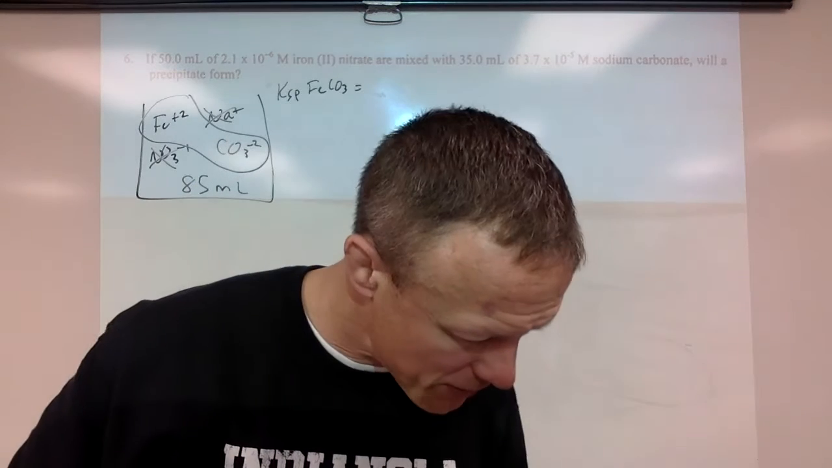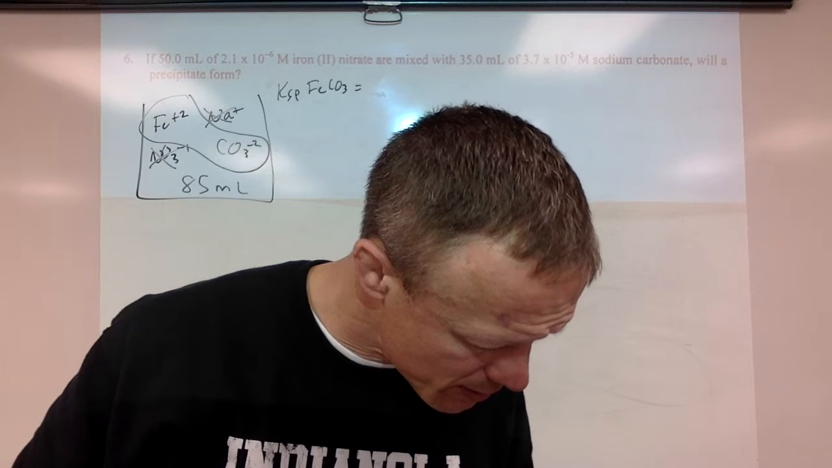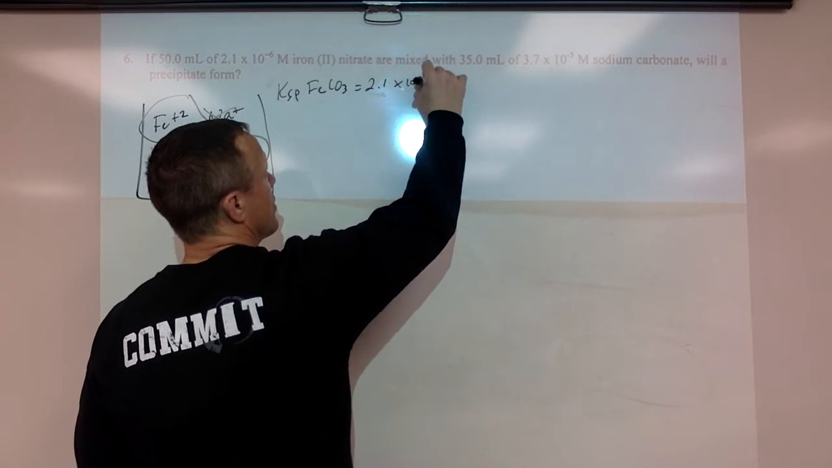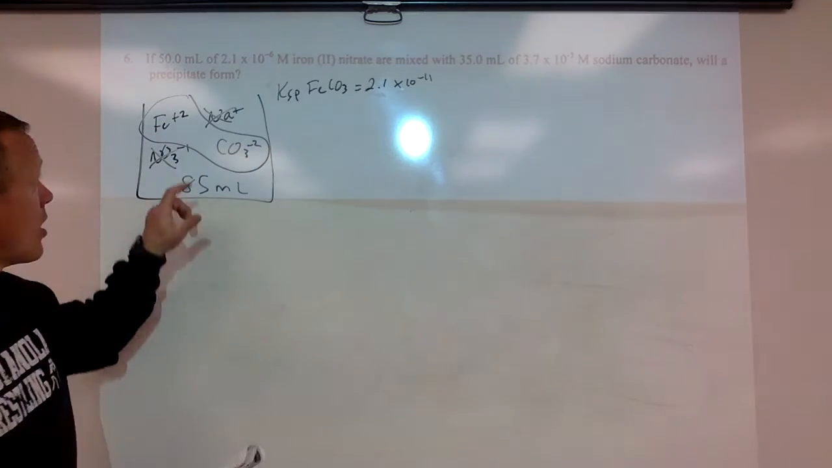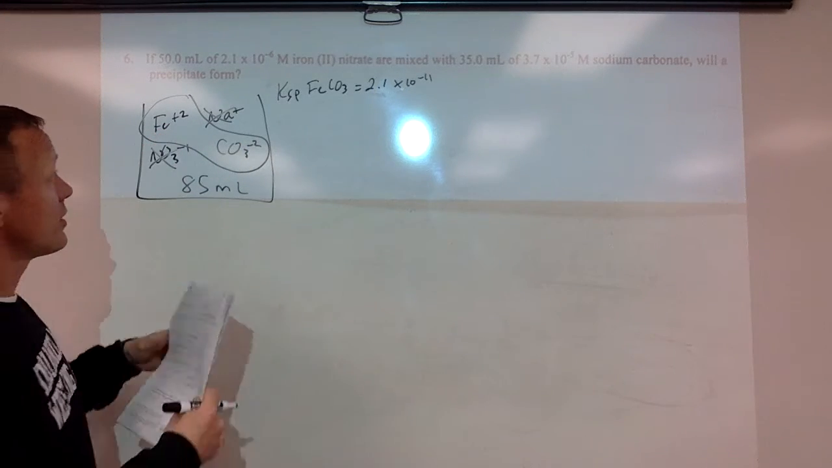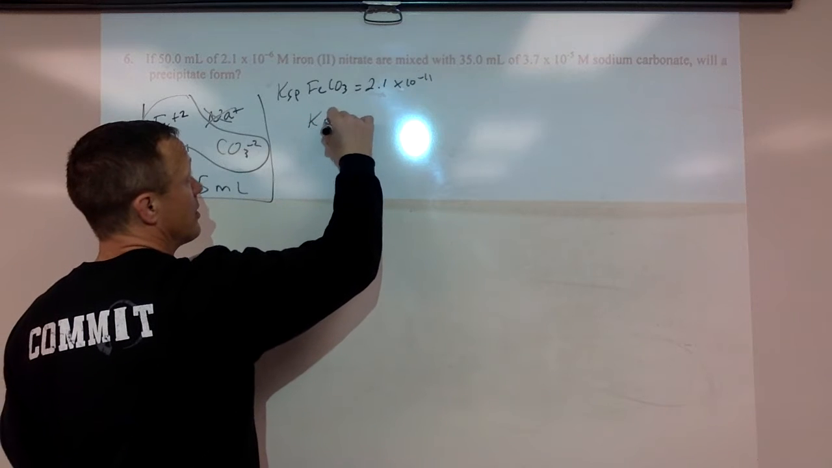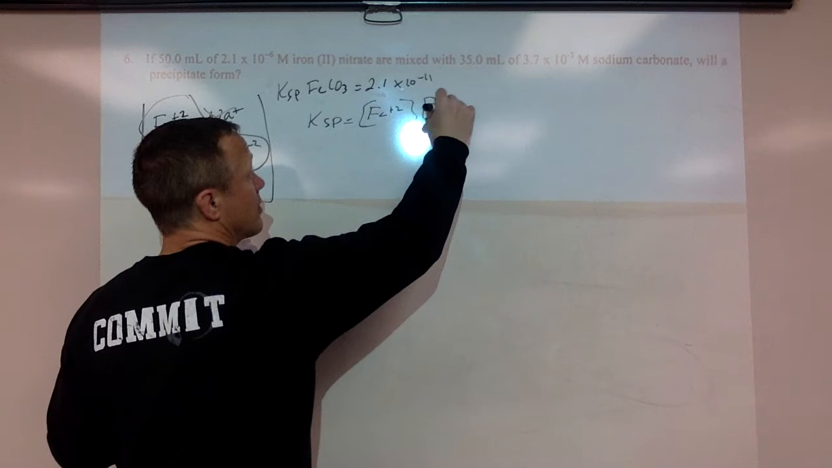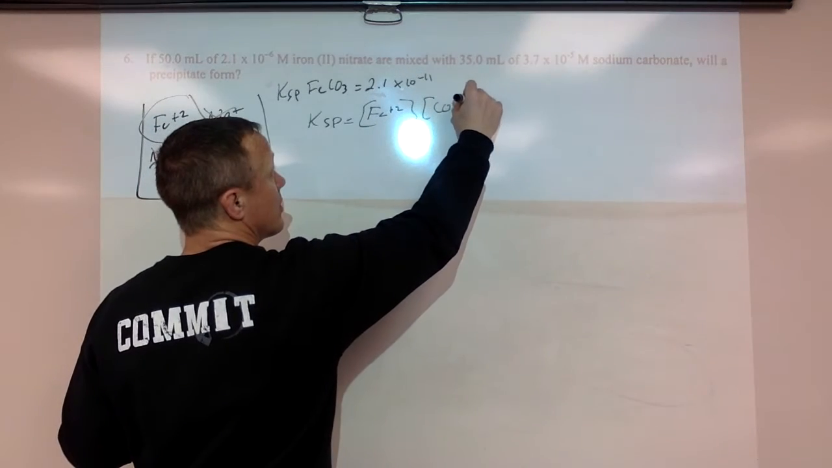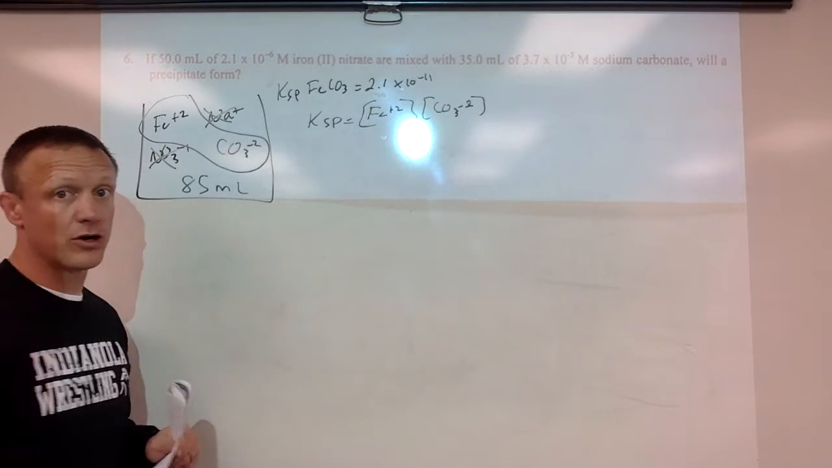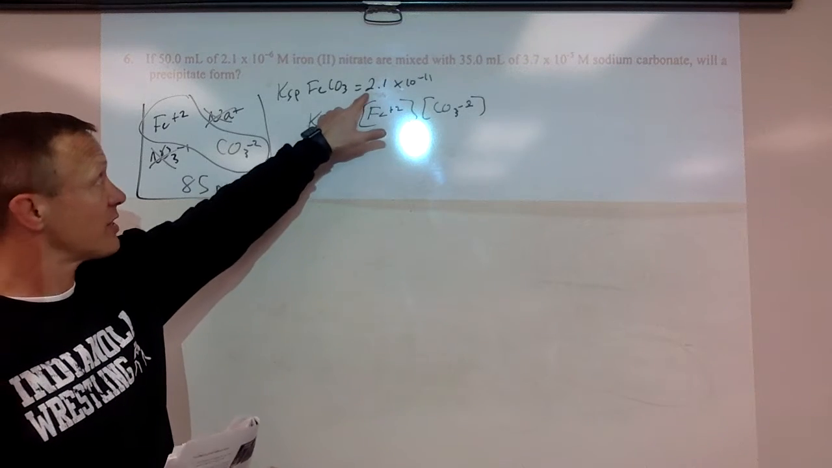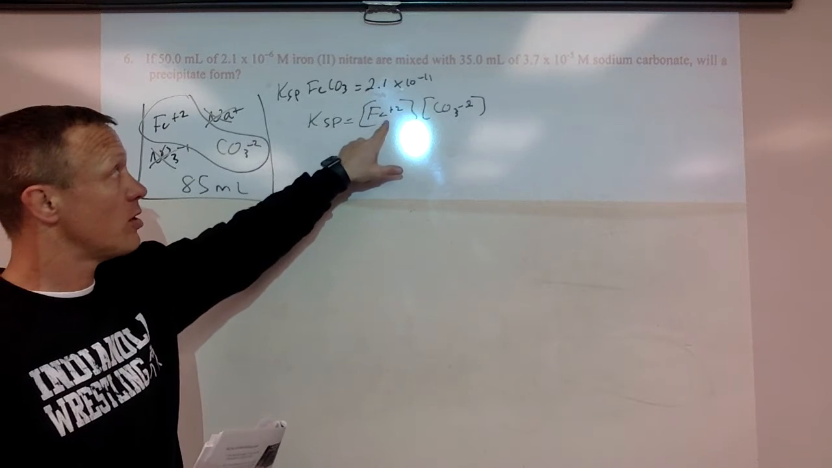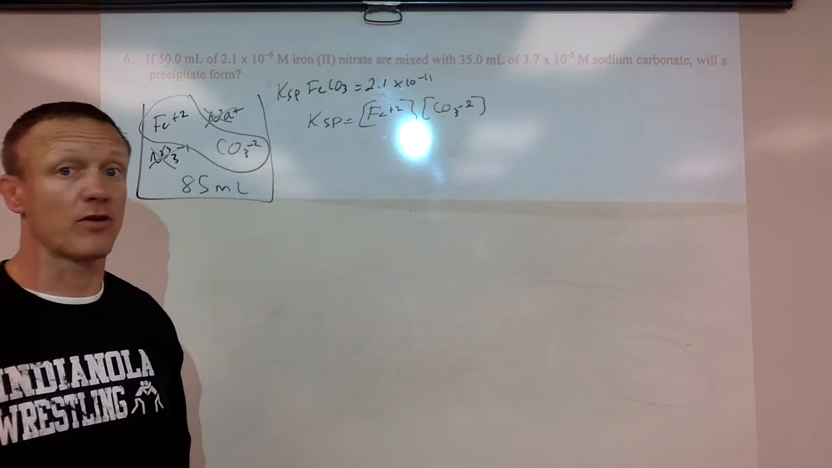I don't know, just a second, 2.1 times 10 to the negative 11. So we need to figure out, if we plug into the Ksp expression, iron ions times carbonate ions, is it bigger than this value? If it is, a precipitate forms. If it's right at this value or below, those things can dissolve, no precipitate forms.